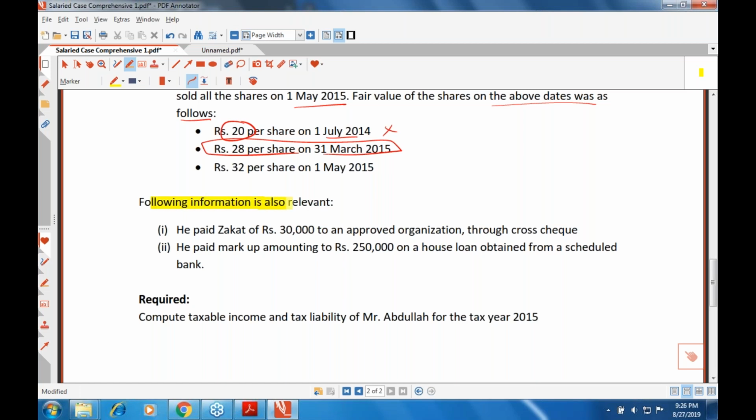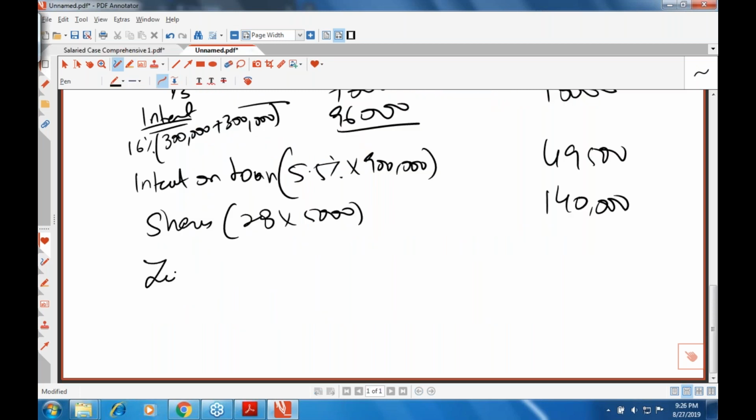He says the following information is also relevant. He paid zakat of 30,000 to an approved organization through a cross check. So you do know that the admissible deduction includes zakat of 30,000. And he says profit on debt.